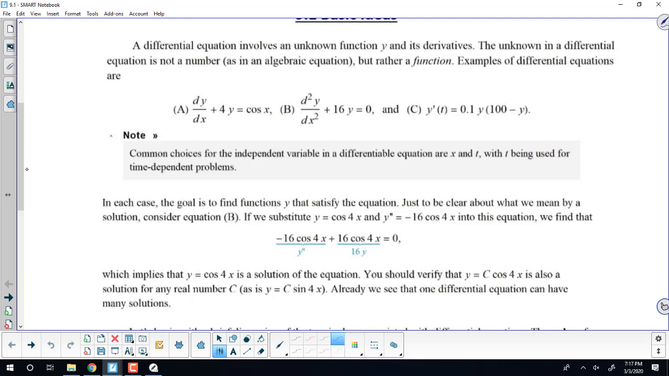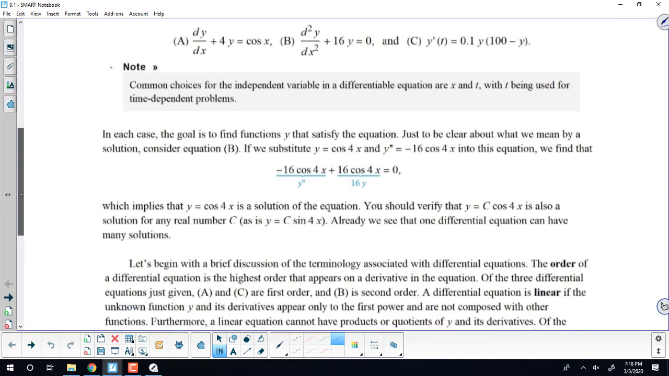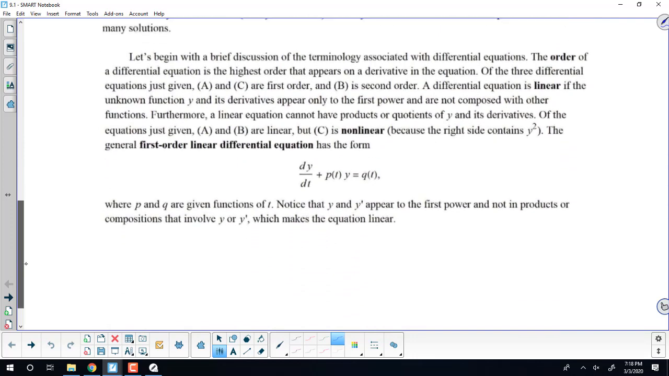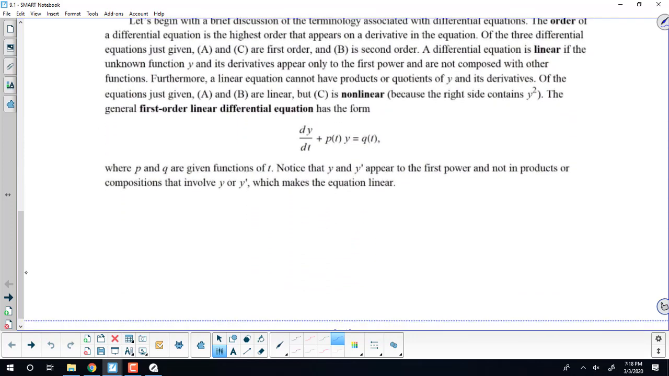But in general, a differential equation is, here's an equation involving derivatives. What's the original function that would satisfy the first derivative plus 4 times the function would give us cosine? That's the idea of any differential equation. Some of the ones we look at here in 9.1 are really basic, meaning that you've already done them in Calc 1.